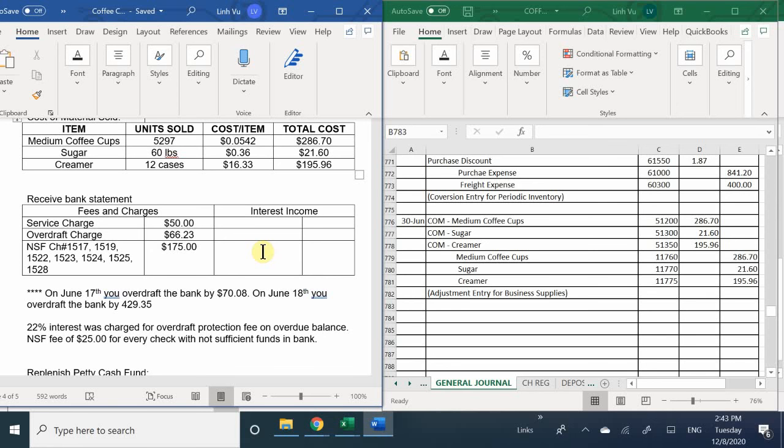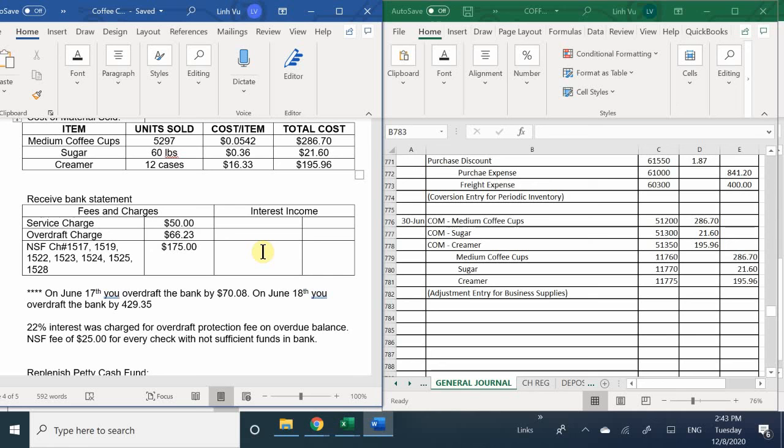I don't understand the question. Okay, so the question is, when you receive a bank statement and you see that you got charged all these fees, what's the automatic assumption? Well, that we had to pay them, so we have to adjust our bank. Yes, because it automatically charged our bank.